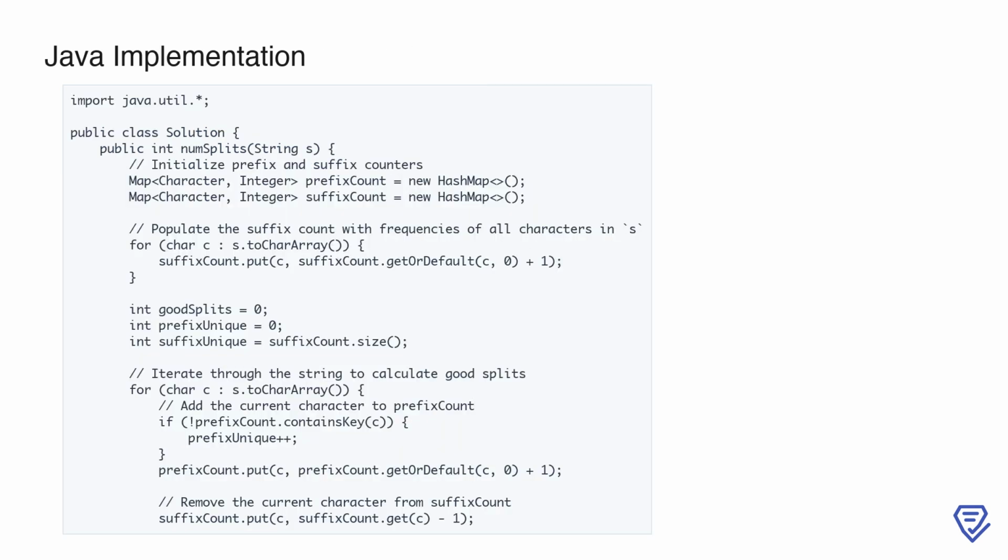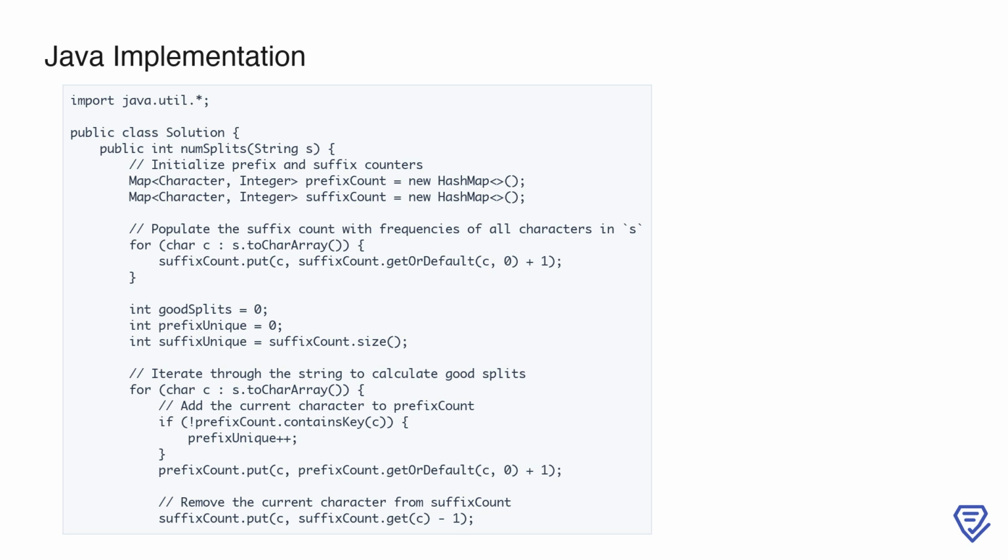Here, we begin by importing the necessary libraries and defining our solution class. Within the numSplits method, we first initialize two hash maps, prefix count and suffix count. These will be used to track the frequency of characters in the prefix and suffix parts of the string as we iterate through it.